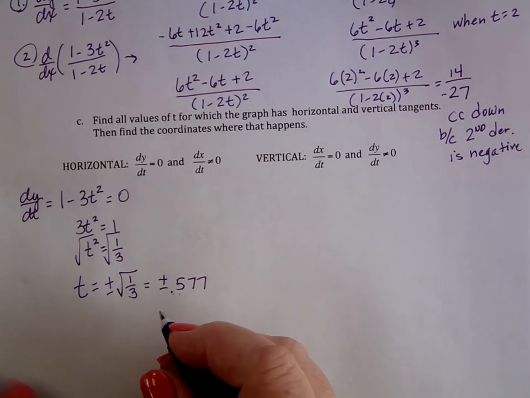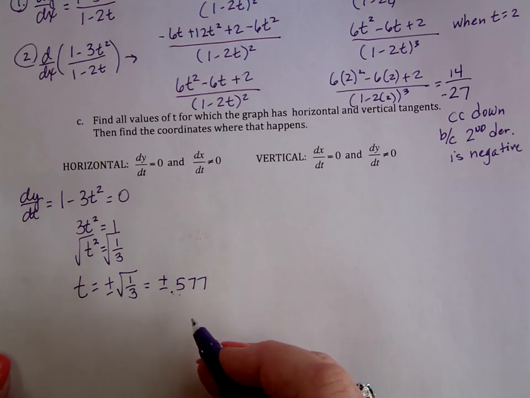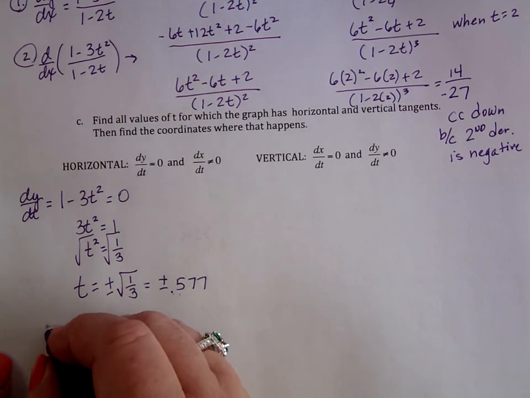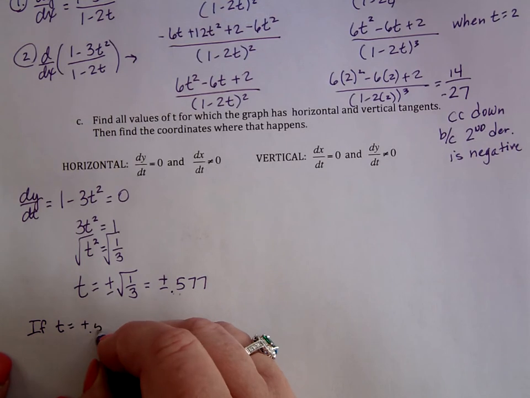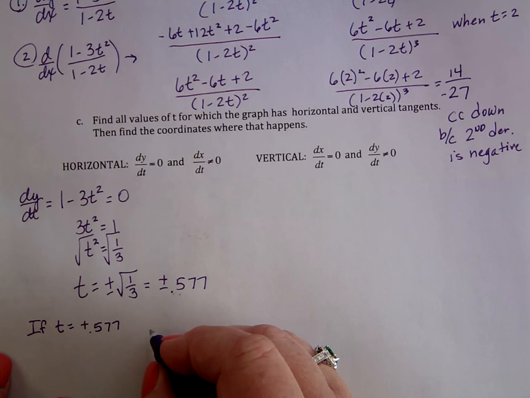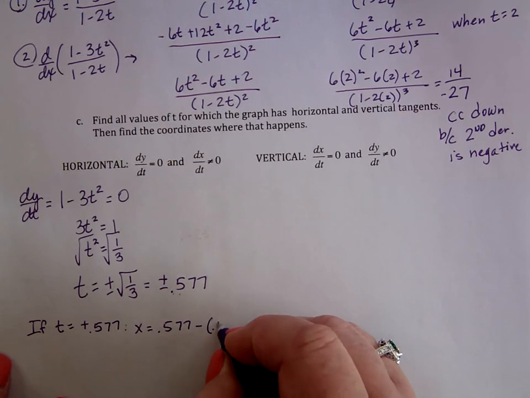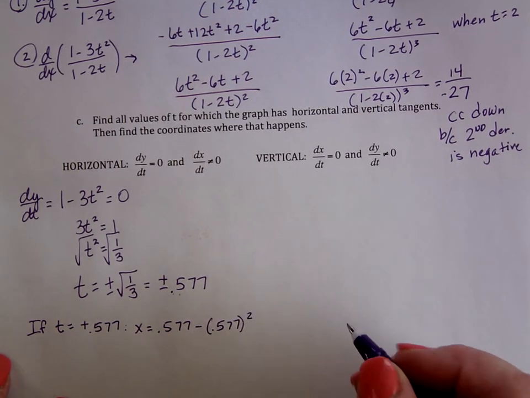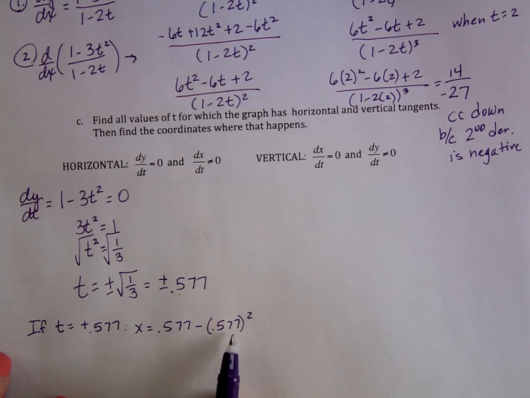Then I've got two situations: t could either be positive 0.577 or negative 0.577. If t equals a positive 0.577 and I put it into my equation, then x equals 0.577 minus 0.577 squared. I'm going back to the original equations because I'm looking for the point. I want to know what x is. In the original equation it was t minus t squared, and that's where I'm plugging it in.